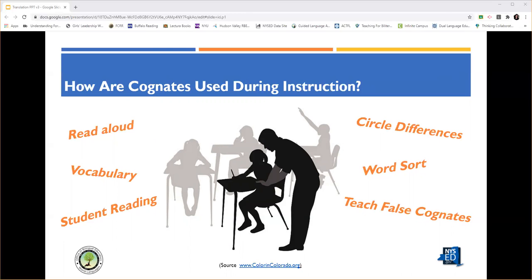For vocabulary introduction, you can present the vocabulary after you've done your content and language objective and ask students if the word has a cognate. Does it have the same meaning, or is it a false cognate? Which they do exist. So you want to be clear and intentional in teaching the students about false cognates as well. You can present the vocabulary with the cognate in a different color. On the next slide, we're going to look at what false cognates are.